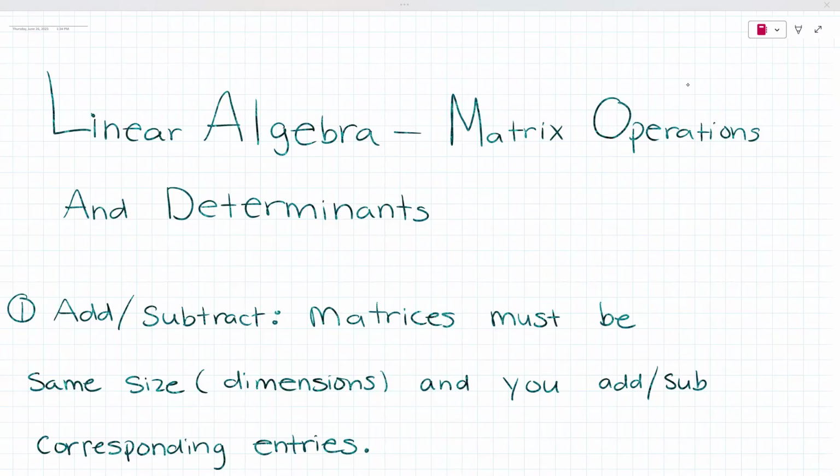Hello, in this video I will go over some basic matrix operations such as adding, subtracting, multiplying, transpose, and finding the determinant of a matrix. So let's start with the basics.